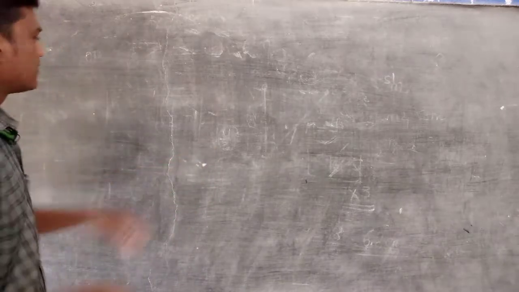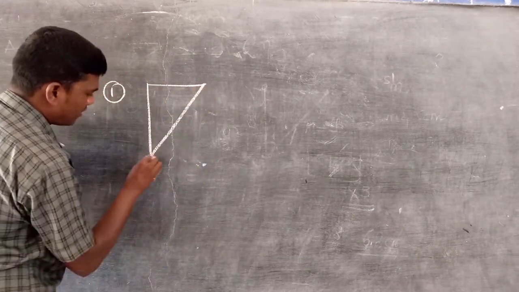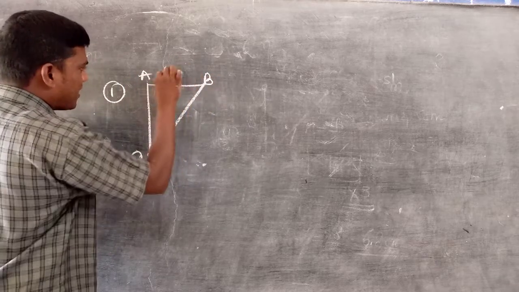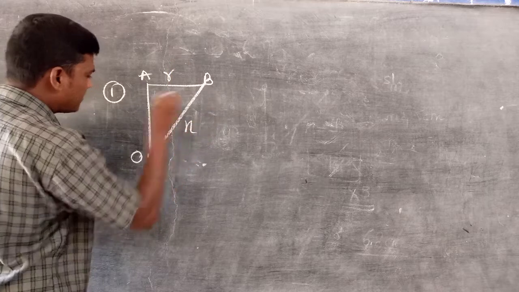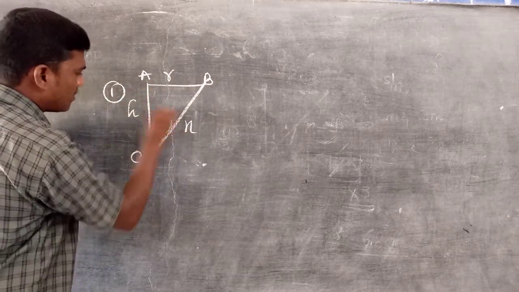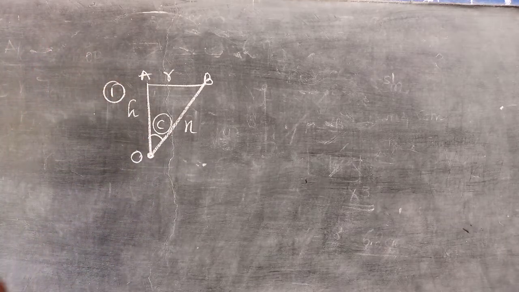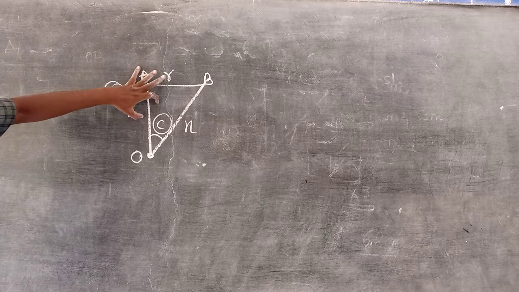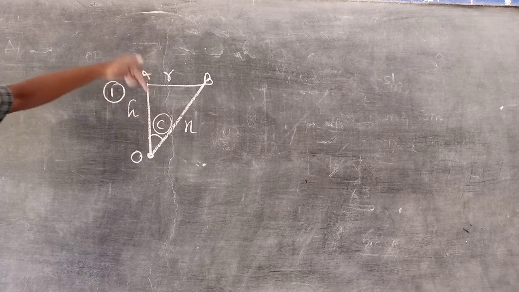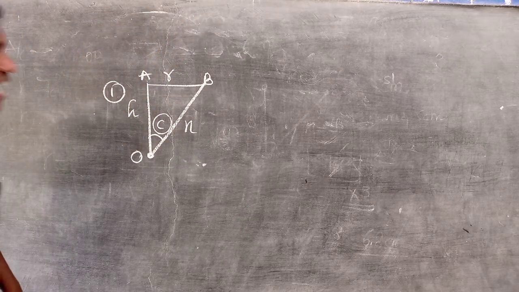Here we consider the first diagram, don't be confused here. It is O, A, B, we consider that. It is R, it is N, it is H, we consider that. It is C. So actually this diagram does not belong to the radius like that one. This diagram belongs to which one? When the light travels from a denser medium to a rarer medium, the critical angle concept.